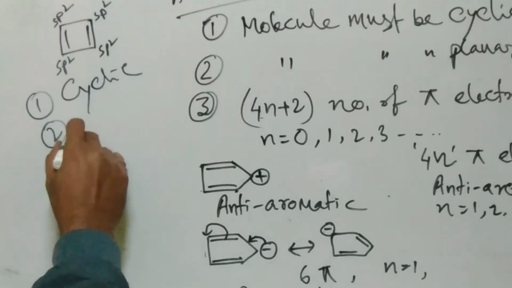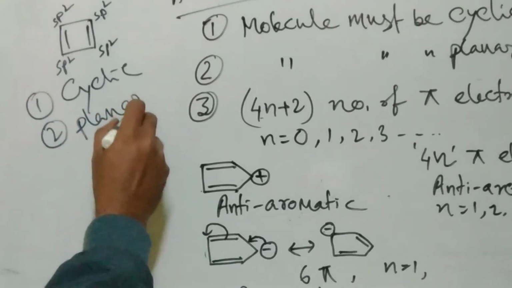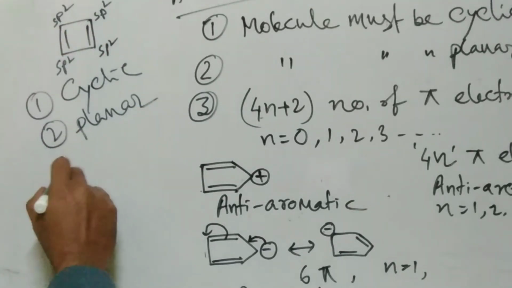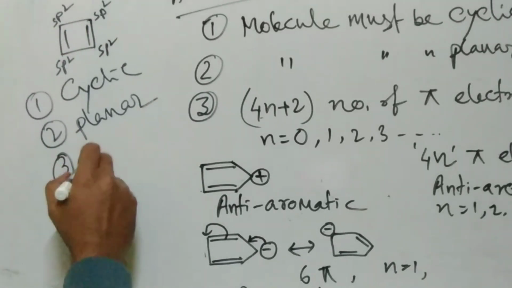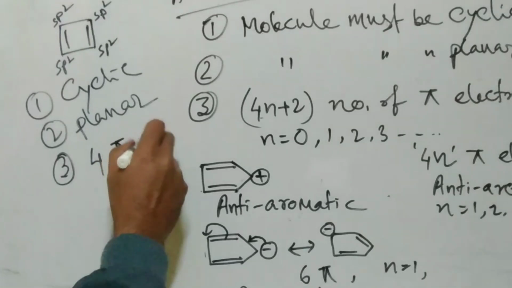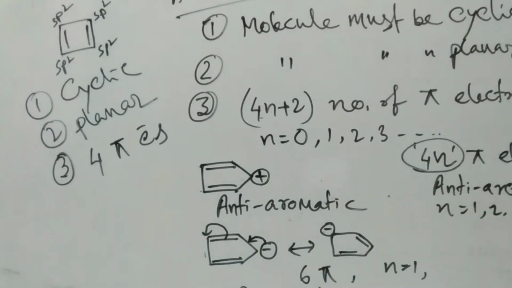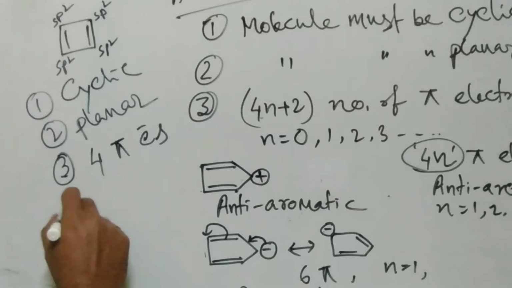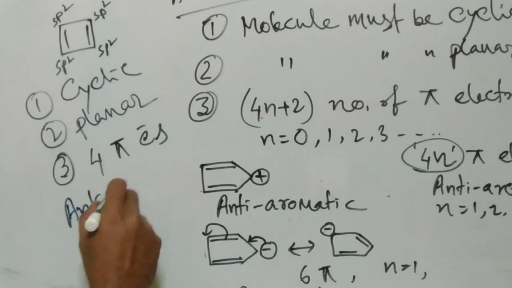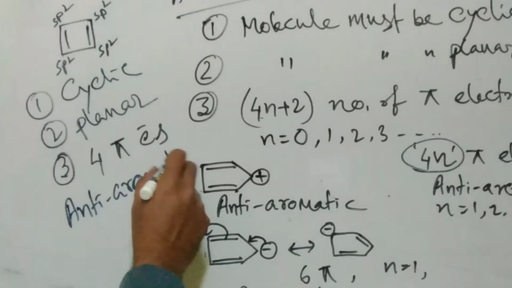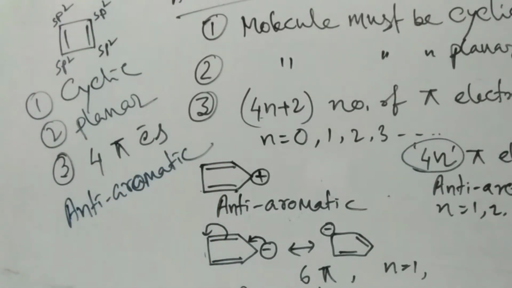And the next is how many pi electrons are present. Only 2 pi bonds are present, therefore the number of pi electrons is 4. Where 4 pi electrons are present, it is following the 4n rule, so the molecule is anti-aromatic in nature. Okay, so we will have some other examples on aromaticity in our next video.